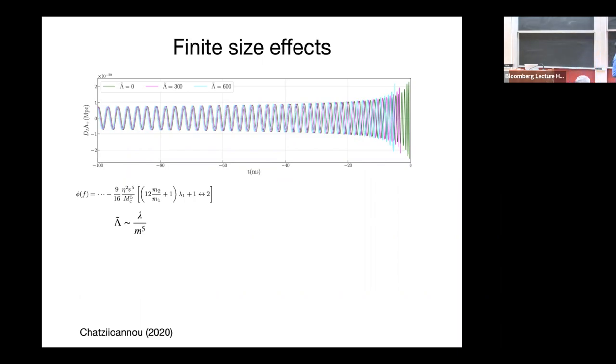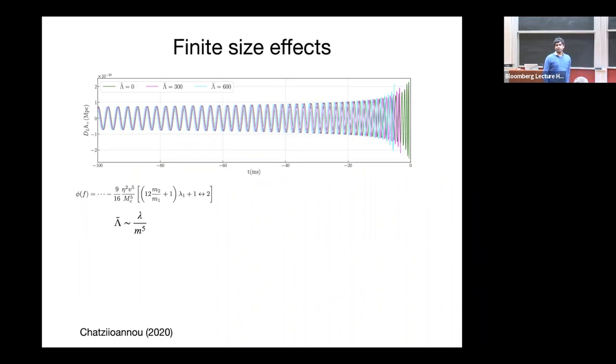So this is comparing how the waveforms look if you add particular values of lambda tilde, and you can see that the waveform appears like it's getting to the end faster. This is a characteristic feature of the finite size: the evolution of the phase has changed and the waveform looks shorter in time. But of course, you can't just deduce it from this because this is degenerate with other effects.